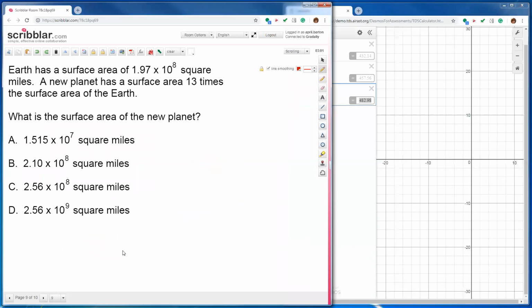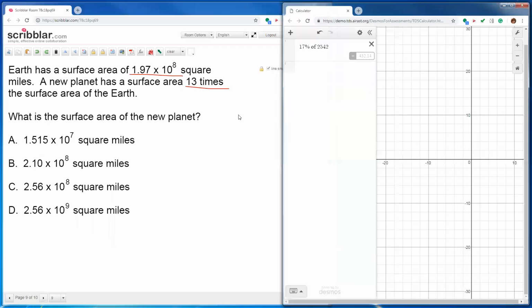Okay. So this one I wanted to show you how to plug in scientific notation. Since we're trying to figure out how to use this new calculator, I wanted that feature involved. Earth has a surface area of 1.97 times 10 to the 8th square miles. A new planet has a surface area 13 times the surface area of Earth. What is the surface area of the new planet?